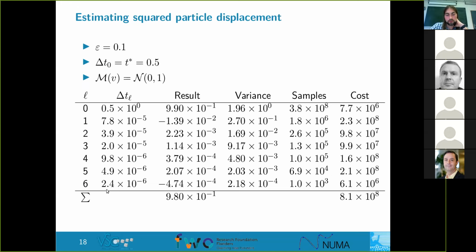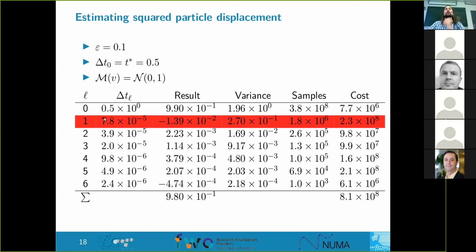Now we have a table of results here, but what I really want you to look at is line 1. First off, we have this very fine time step delta T1, which is much finer than the coarse time step delta T0. And the simulations at level 1 have a variance which is much smaller than the variance at level 0, indicating that our correlation is good. So we have these pairs of particles, and their variance is much smaller than the variance of individual particles.